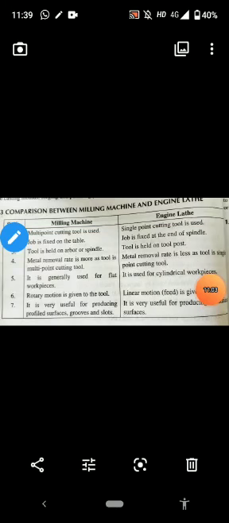I hope you have understood this introductory part of the milling machine. In this we have discussed the basic information about milling, examples of milling operations, the working principle of a milling machine, and the basic differences between a milling machine and an engine lathe.